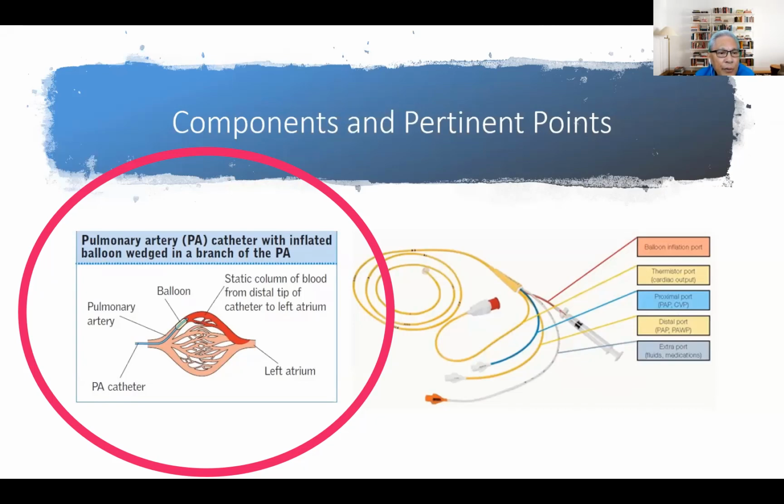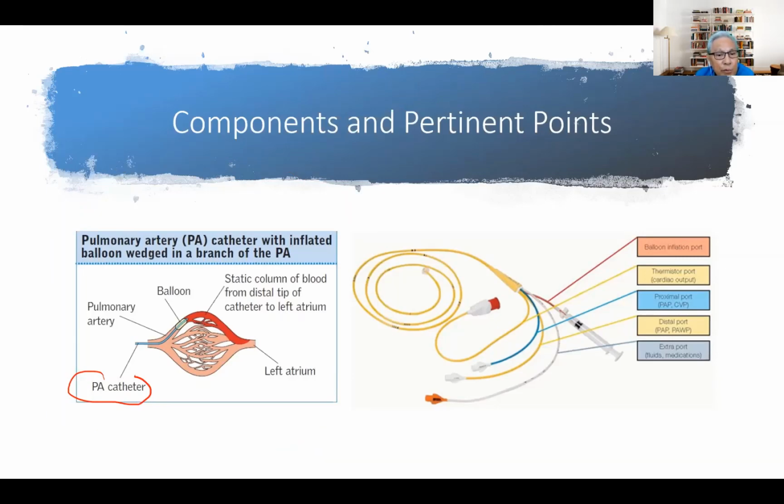the schematic diagram of how this catheter or where this catheter is located. See, the catheter is going to be located in one of these blood vessels. And this is what I mean. As you inflate the balloon, it's going to move forward and it's going to move towards the smaller tributaries of the pulmonary artery. So that is the reason why.